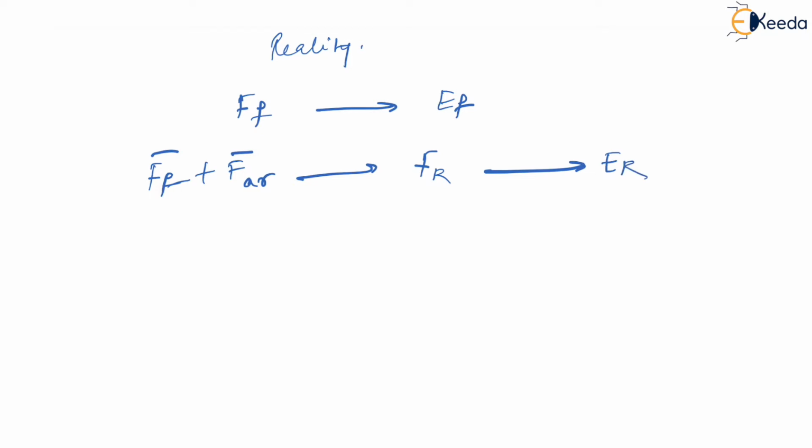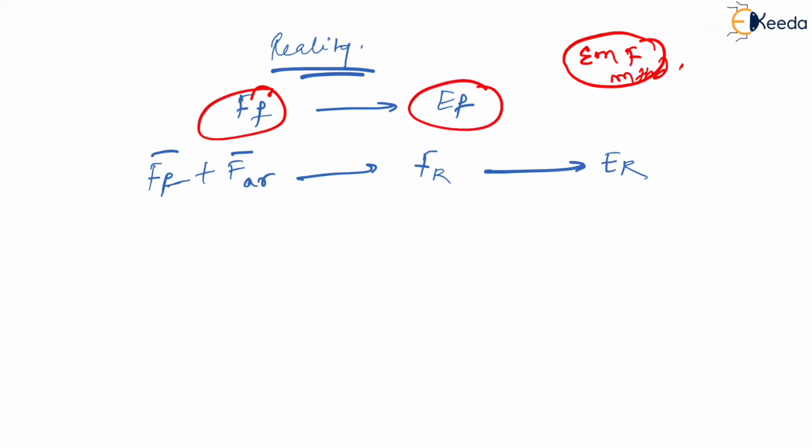Now, what does the EMF method say? Rather than saying it this way, which is the truth, the reality, I can say it the EMF method way. Let us try to understand. It says FF produces EF, I agree. And, very important, FAR is now producing an EMF, which is EAR. That is what we have seen.